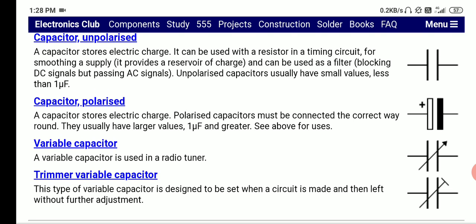Unpolarized capacitors usually have small values, less than 1 microfarad.